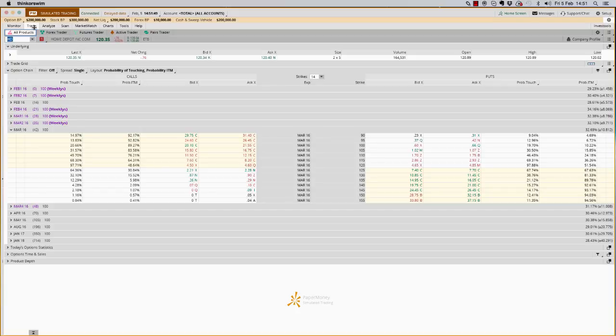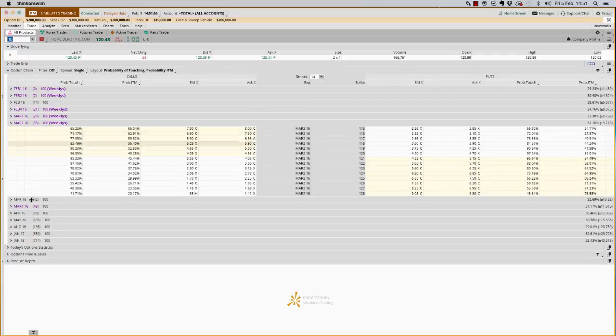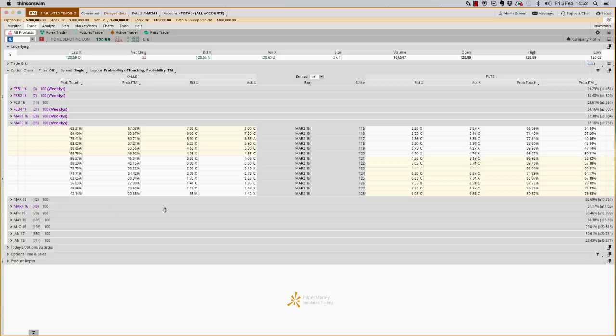It's back to the trade tab. Now I'm just going to dip into the weeklies. I don't know if you've noticed that the monthly has the option strikes changing at $5 increments. So I'm going to go into the weeklies with $1 increments so that we can see how that looks in a little bit more detail.